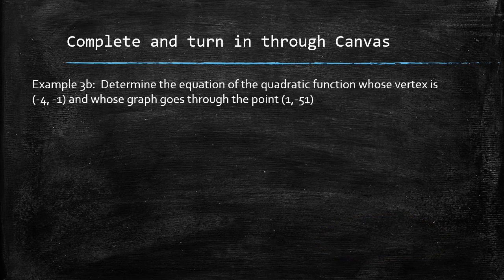Okay, this one, example 3b, you're going to complete and turn in through Canvas. Determine the equation of the quadratic function whose vertex is (negative 4, negative 1), and whose graph goes through the point (1, negative 51). So this is very similar to example 3a, which we just did together.